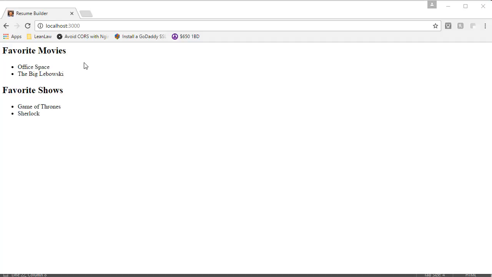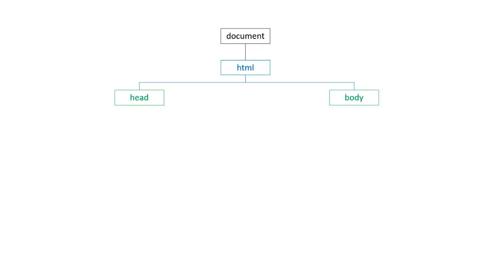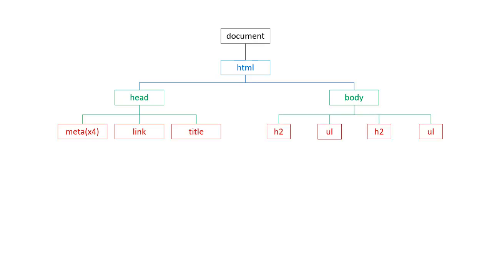Now let's use what we learned in the last lesson to build a document object model of this HTML web page. Our top level element, also called the root element, is our document element. It has one child, the HTML element. The HTML element has two children, the head element and the body element. The head element has 6 children: 4 meta elements, a link element, and a title element. The body element has 4 children, 2 header elements, and 2 unordered list elements. Finally, each unordered list has 2 list item child elements.